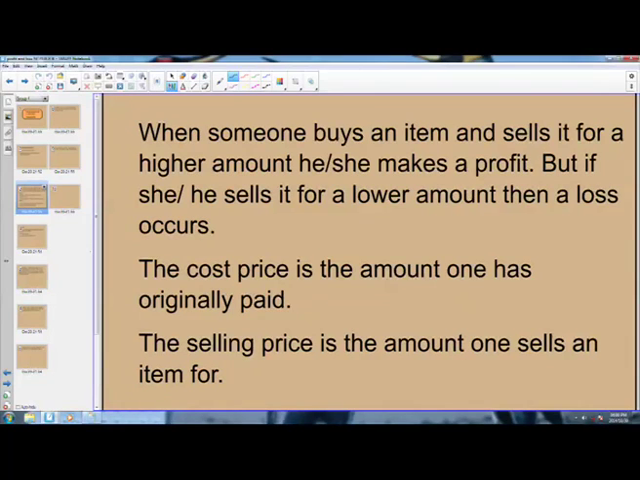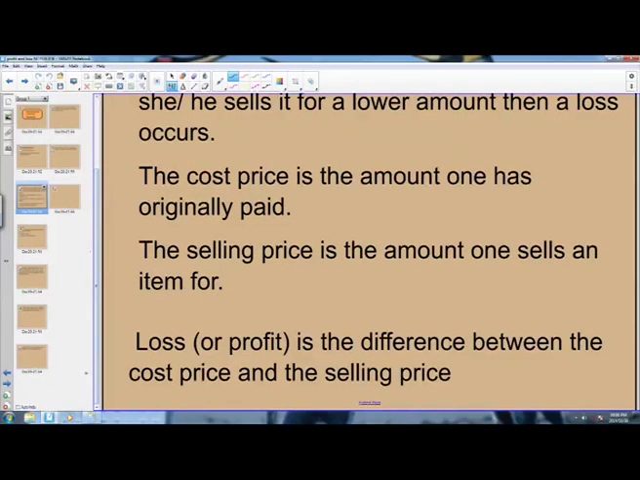It says loss or profit is the difference between the cost price and the selling price. So we are saying loss or profit because if you are going to incur a loss, then it means you are going to subtract the selling price from the cost price. But for a loss to occur, it means the selling price is going to be smaller than the cost price. But for profit, the selling price will be greater than the cost price.